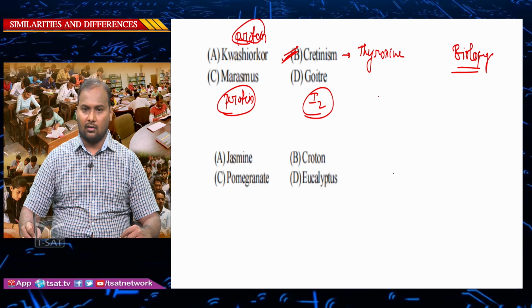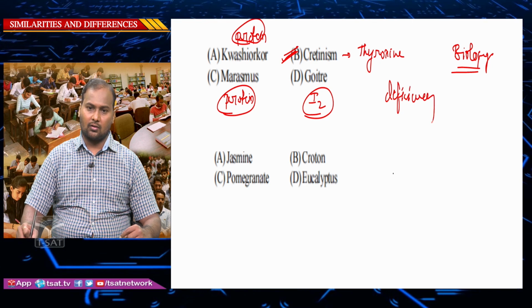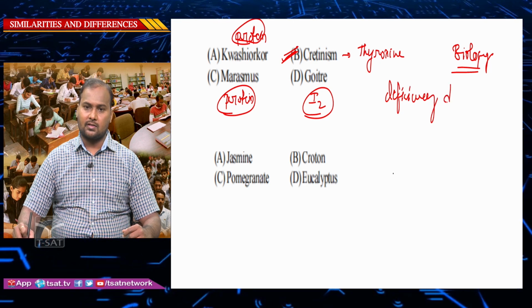And what is the common thing? The common thing is that all are deficiency diseases. The common similarity is deficiency diseases.